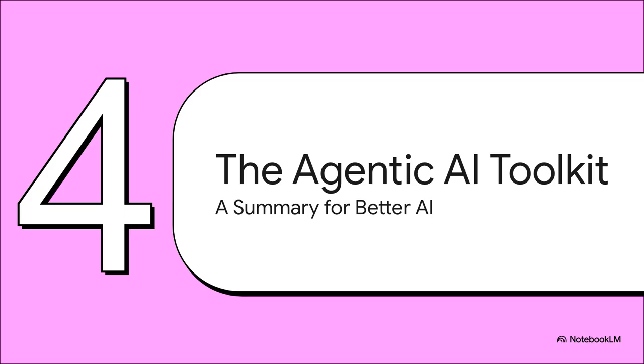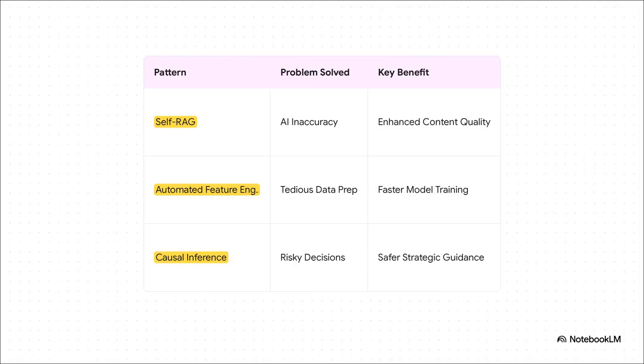So let's just do a super quick recap. We started with AI getting facts wrong, and the self-RAG pattern fixes that by delivering higher quality, more complete answers. Then we talked about the slow, tedious process of data prep, and automated feature engineering solves that for faster, better model training. And finally, to avoid making risky decisions based on shaky predictions, causal inference gives us safer, validated strategies. Each one solves a very real, very important problem.